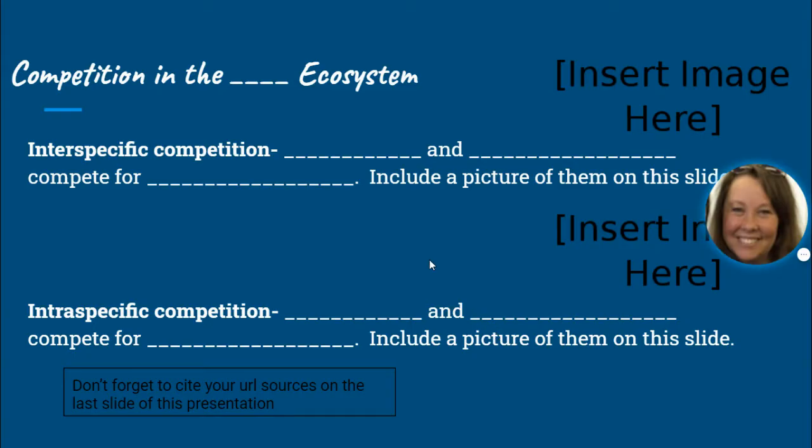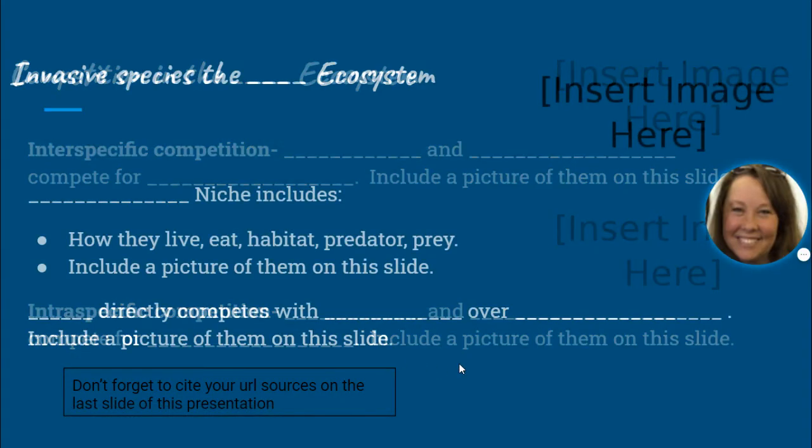Competition in the blank ecosystem. So for interspecific, you need to look at your notes for this, but you're going to say, this competes with this, and they compete for this, and then put a picture. And then for intraspecific, same thing. This and this compete for blank. Don't just say food, or don't just say shelter or whatever. Be specific about what it is.